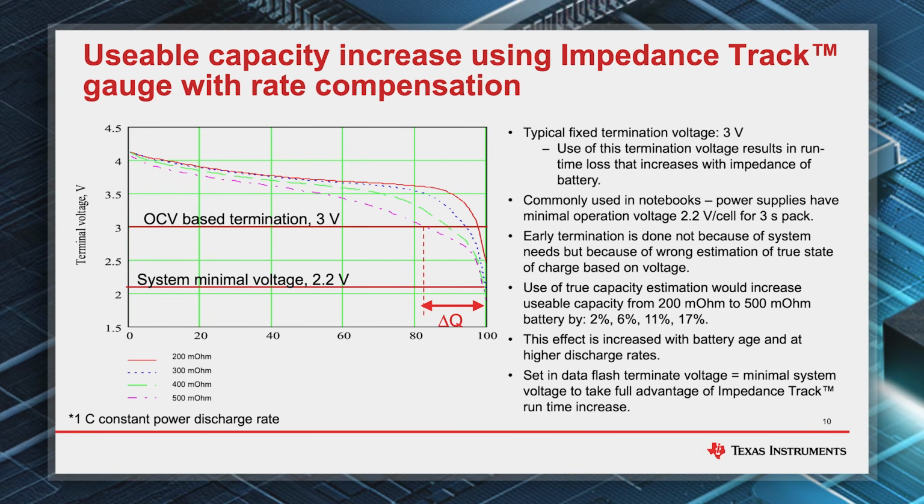But if you use an impedance track gauge, you can actually set the terminate voltage to your actual system capabilities, like in this example, close to 2 volt, and you will get the entire runtime that is not significantly reduced even though your battery impedance is higher because you chose a high energy capable cell, for example. So in this example, you will change your delta Q from something like 17% to just a couple of percent.